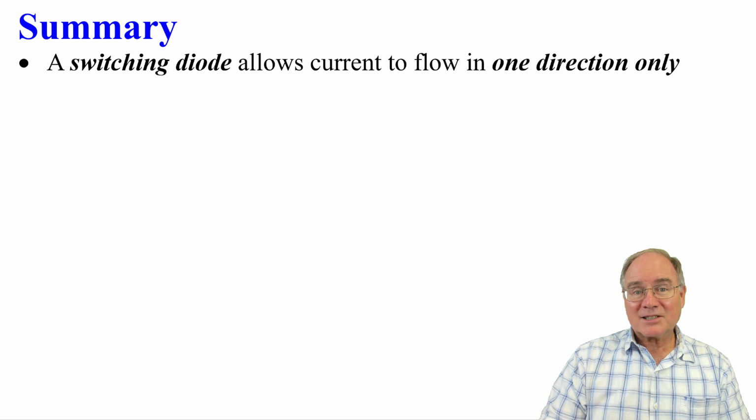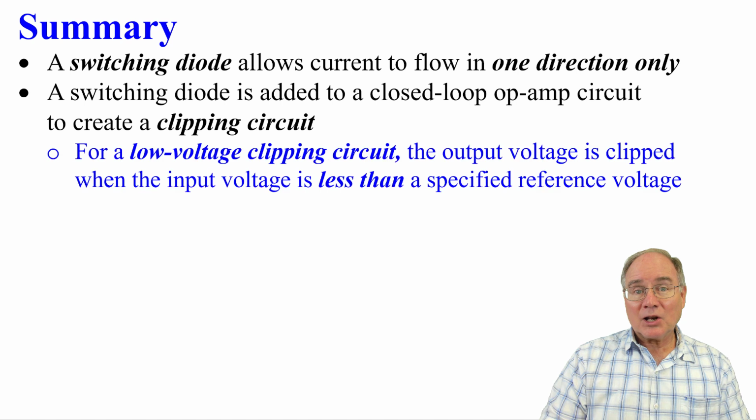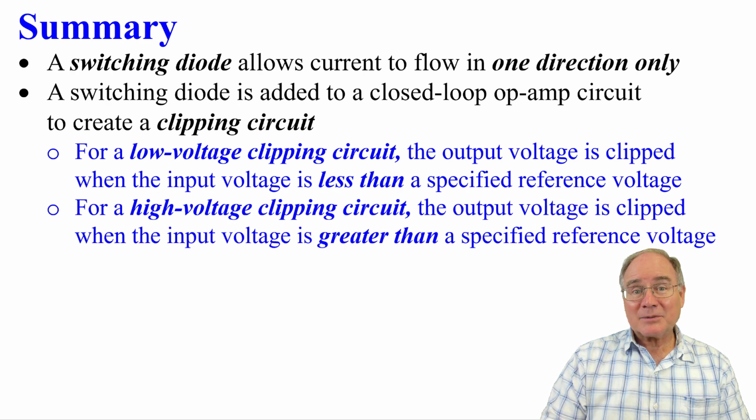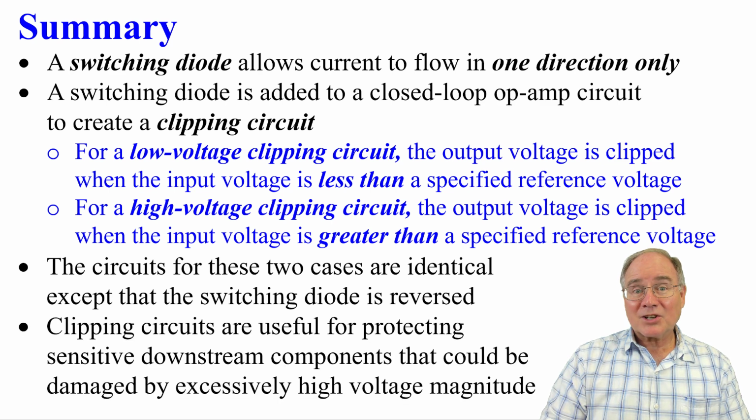In summary, a switching diode allows current to flow in one direction only. When we add a diode to a closed-loop op-amp circuit, we create a clipping circuit. A low-voltage clipping circuit clips voltages that are less than a reference voltage, and a high-voltage clipping circuit clips voltages that are greater than a reference voltage. As we showed, the circuits for these two cases are identical except for the direction of the diode. Clipping circuits are useful for protecting sensitive downstream components that could be damaged by some high-magnitude voltage.